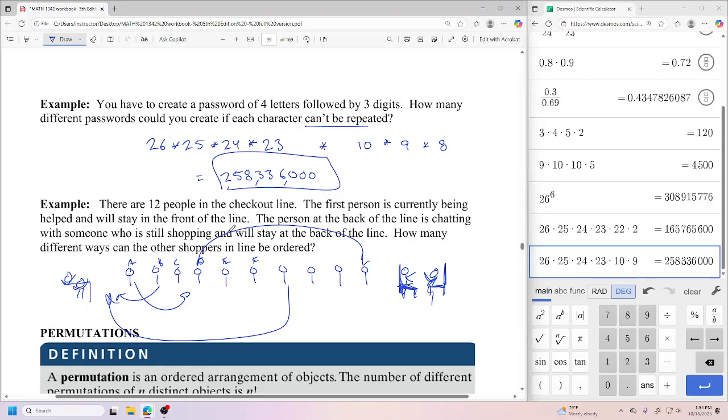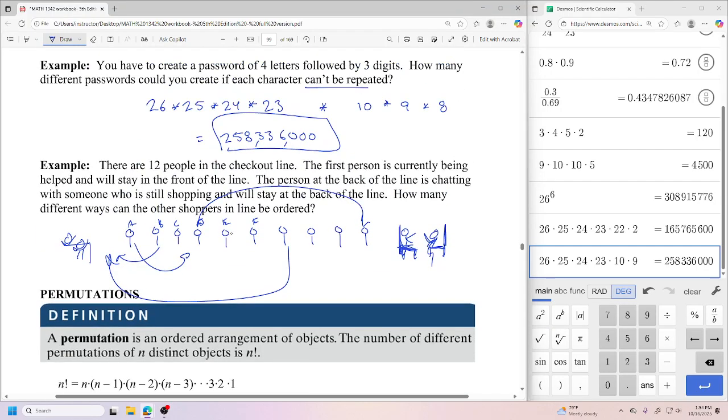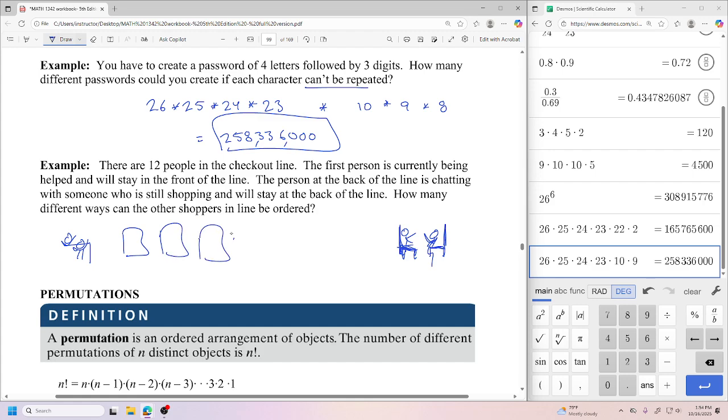So what I like to do instead is view them as empty slots. So I'm going to actually erase all my people here. So I got empty slots, like places they stand waiting, right? Like a block, a tile that they're going to stand on. So I want to put someone in here. How many different options do I have to put people in here?